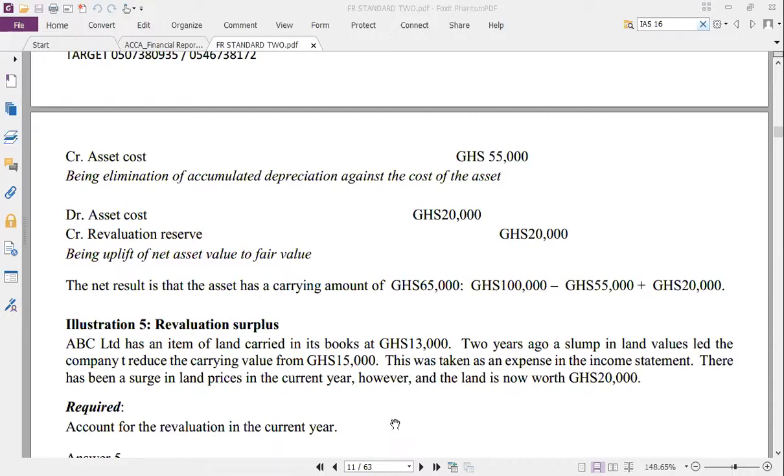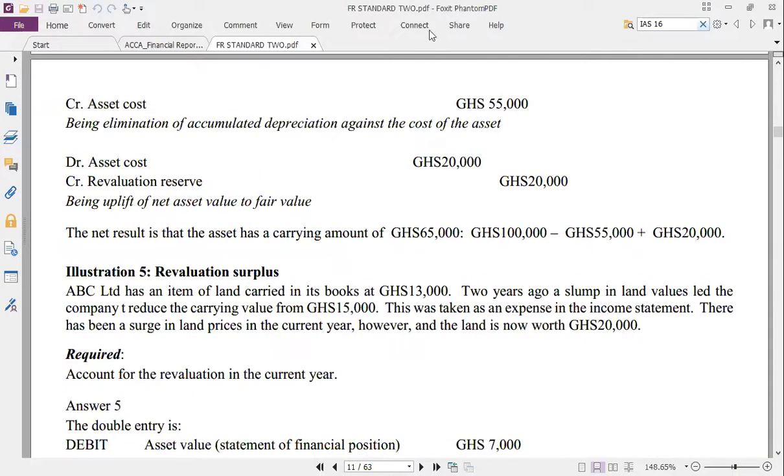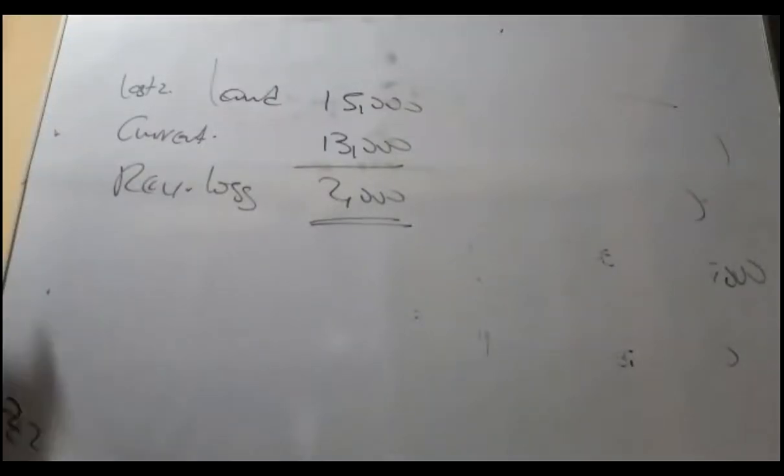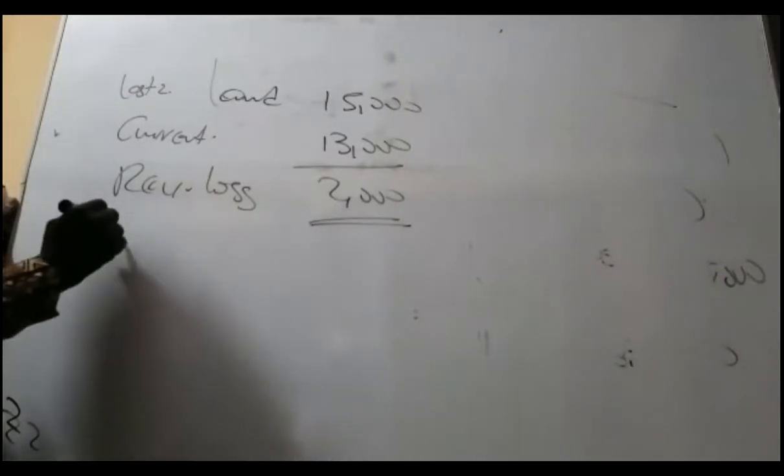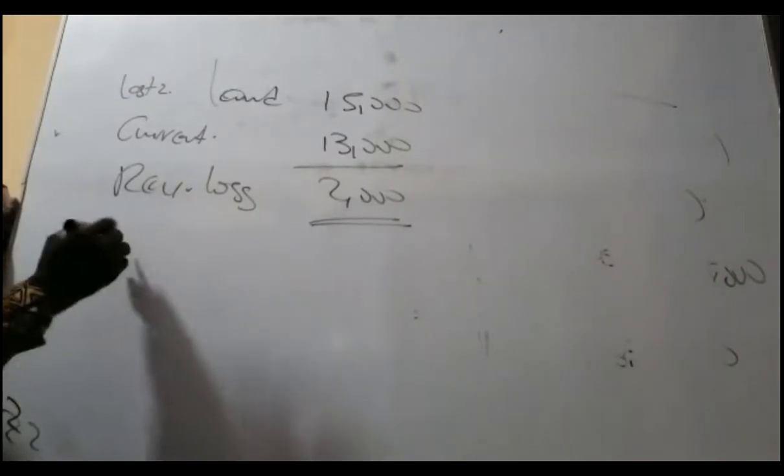There has been a surge in the land prices in the current year. However, the land is now worth 20,000. So the value of the land now is 20,000. So today, the value is what? 20,000. So the current value, so here the revalued amount. Let's calculate the revaluation gain or loss.